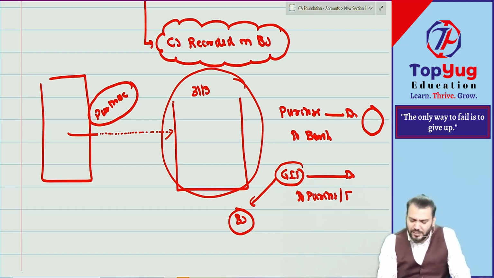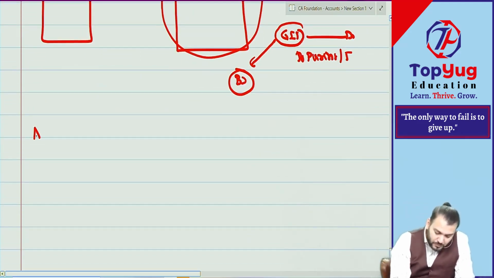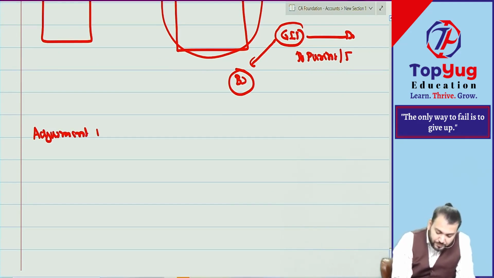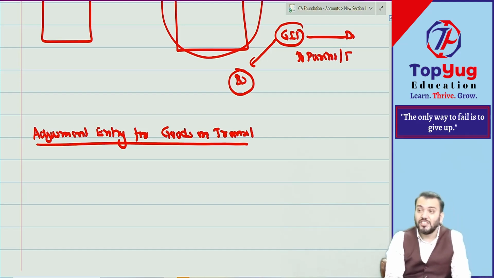Have you understood? Just write down one adjustment entry, the adjustment entry for goods in transit. It might be given in your final account. Understood? These are the goods in transit.